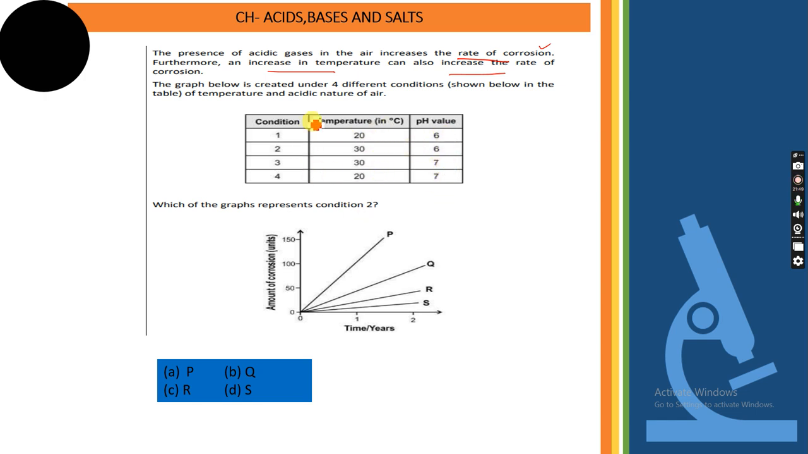So okay, so these 4 conditions along with the temperature and pH value, now a graph is given here. Here rate of corrosion, amount of corrosion is given on the y-axis, and on the x-axis is time. They are plotted P, Q, R, S. Out of this you have to say which part of the graph represents condition 2.